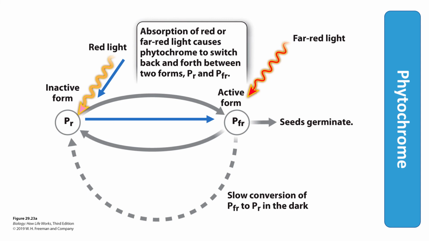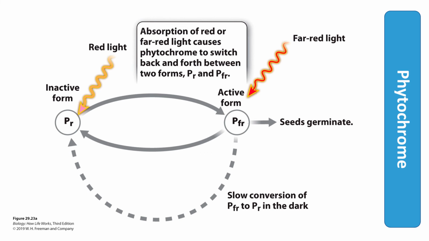Exposure to red light causes the phytochrome to change into a form that absorbs primarily far red light. This form is called PFR. Exposure to far red light, on the other hand, causes phytochrome to change back to the red light absorbing form called PR. This means that the phytochrome can convert from PR to PFR and back to PR depending on what kind of light it is exposed to.